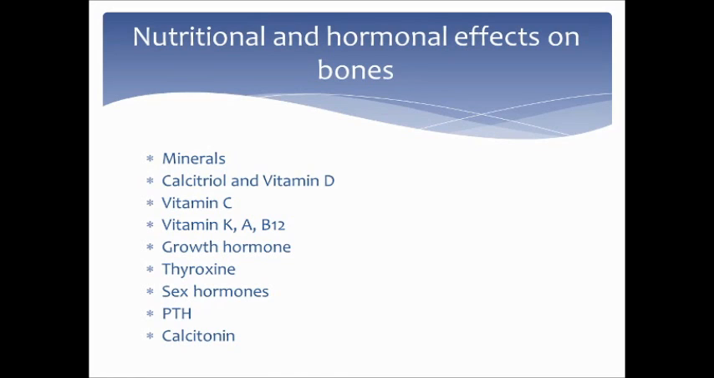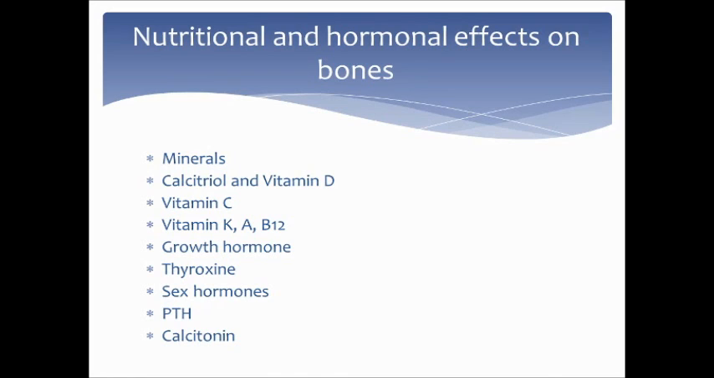Vitamin C is responsible for collagen synthesis, so it's really important in preventing things like scurvy, which can weaken bones over time. Vitamin A stimulates osteoblast activity, especially in kids, and vitamins K and B12 synthesize proteins that are really important for bone growth. Growth hormone also does protein synthesis in bone growth.